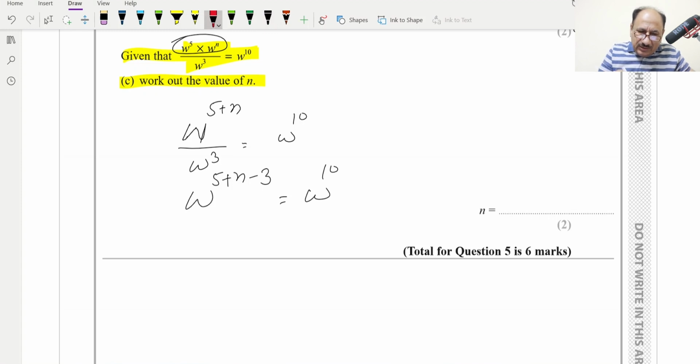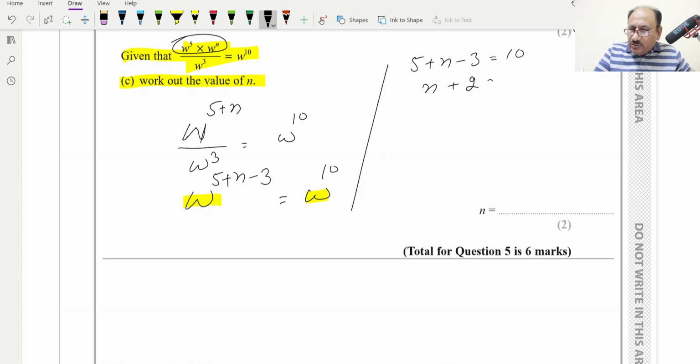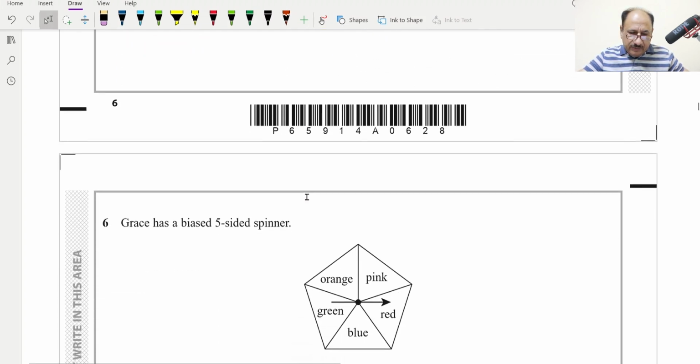Now the bases are the same, so powers will be equal, so we can write 5 plus n minus 3 is equal to 10. So this implies n plus 2 is equal to 10. So n is equal to 10 minus 2, which is equal to 8. So our final answer, n value will be 8.